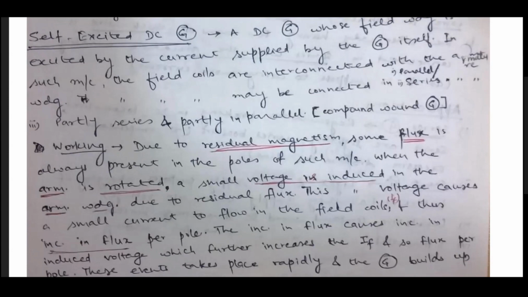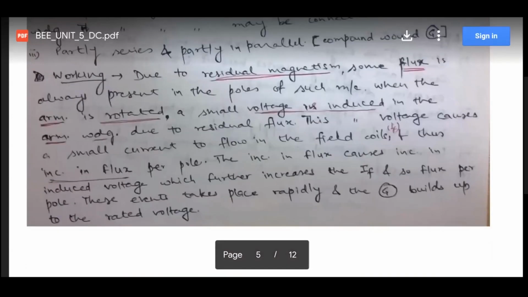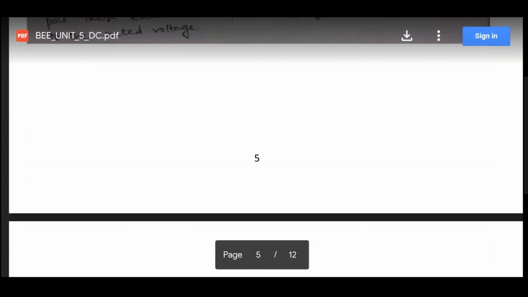When it is connected in parallel, it becomes a shunt generator. And if it is partly connected in series and partly in shunt or parallel, then it is a compound wound generator. Okay, so clear? Is it clear to everyone?